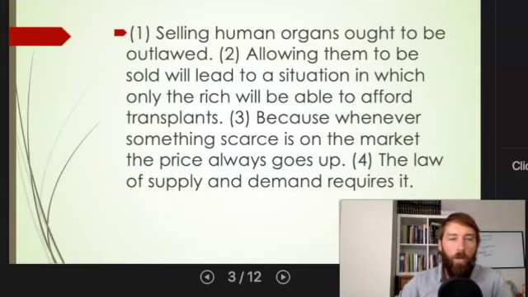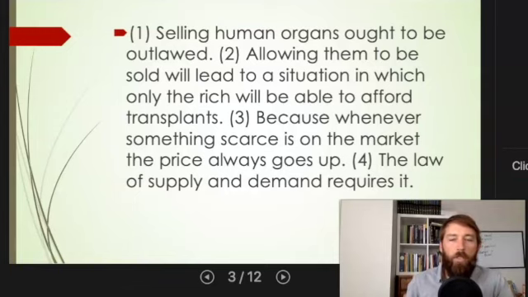So here's an example of an argument. We've got four statements here. 1: Selling human organs ought to be outlawed. 2: Allowing them to be sold will lead to a situation in which only rich people will be able to afford the transplants. 3: Whenever something scarce is on the market, the price always goes up. And 4: The law of supply and demand requires it.